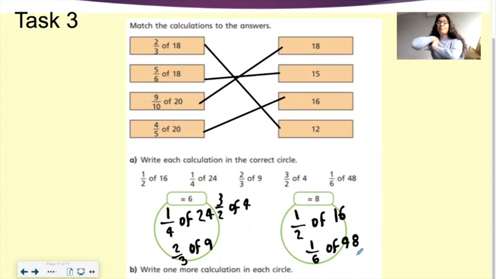Now you have to write one more calculation in each circle. I will leave that for you to do. Put it onto Tapestry and I'll have a look at your calculations. And that is all for our maths lesson today, boys and girls. Hope you enjoyed using fractions to calculate quantities.